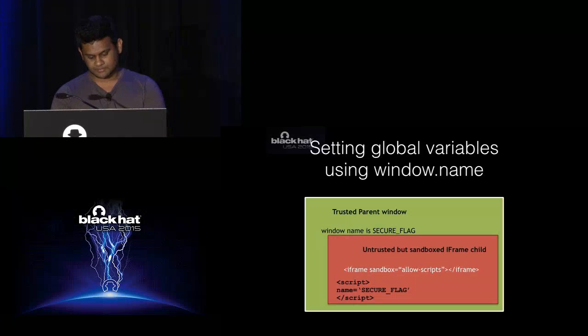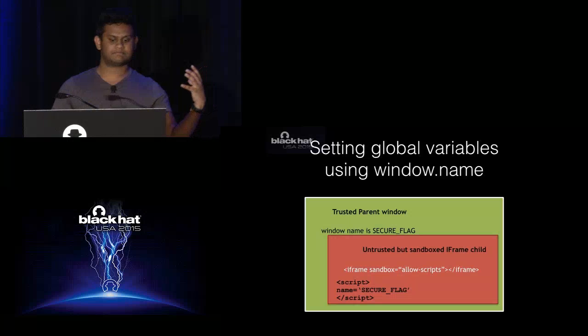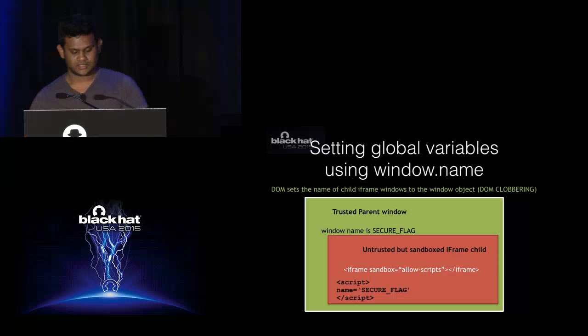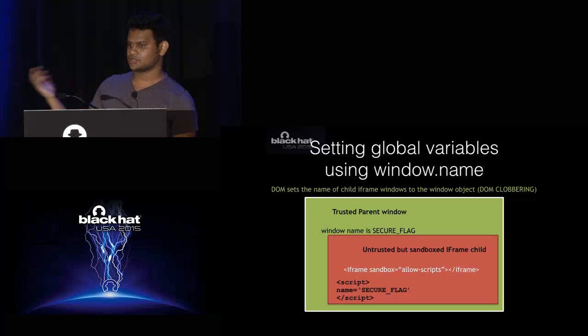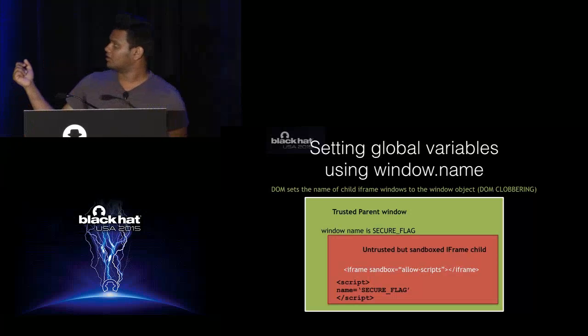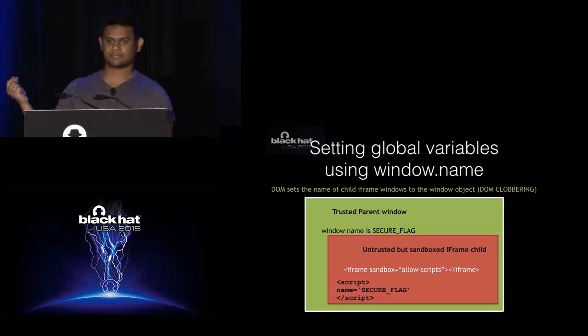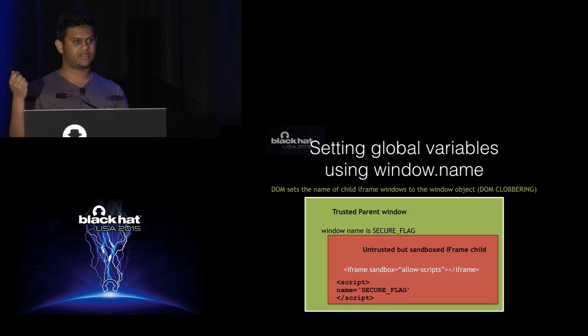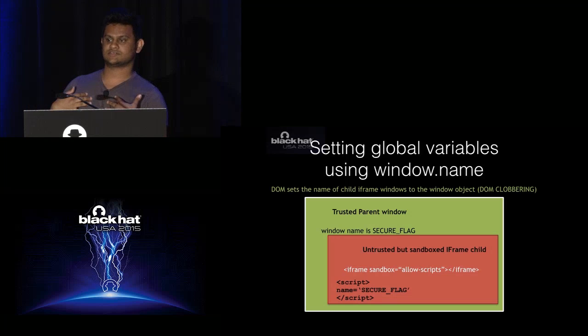Now, because this iframe's name is secure_flag, in the DOM, usually between parent windows and child windows, one of the things being shared is the window.name, right? So what has actually happened here is DOM clobbering. Your child window was able to replace the actual secure_flag global variable in the parent window by changing its name to secure_flag, which created a new global variable in the parent window.